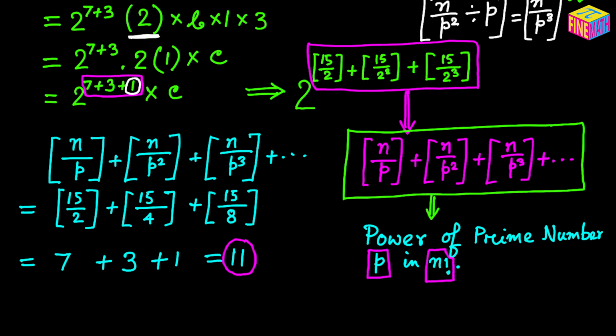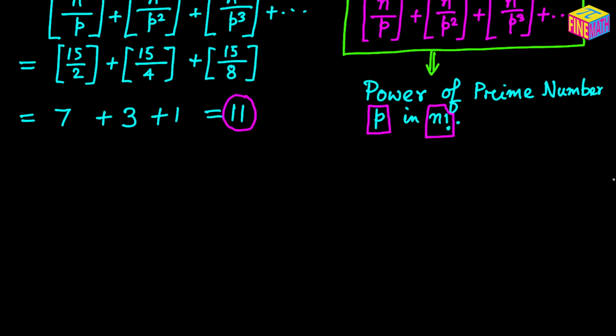Now let's take an example. Suppose you are asked, can you find out what is the highest power of 3 in factorial 50? Sure, we can do that. So we are talking about n as 50 and the prime number as 3. We have been asked to find the highest power of 3 in 50 factorial. So we are going to do the same logic here.